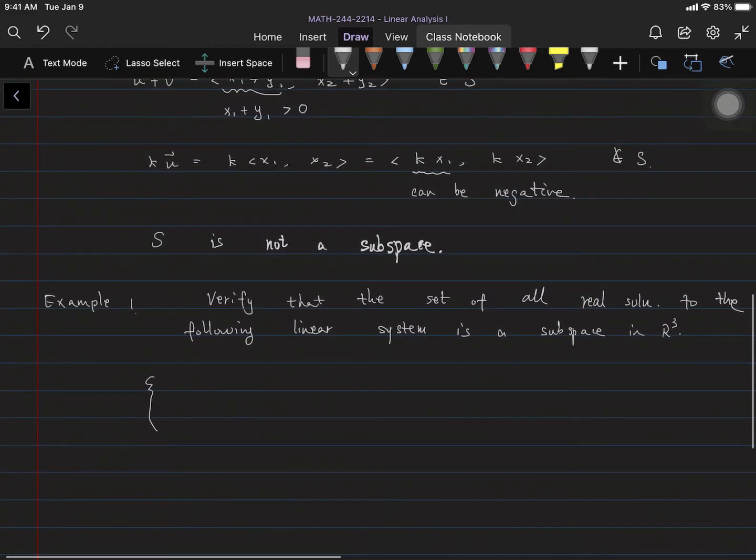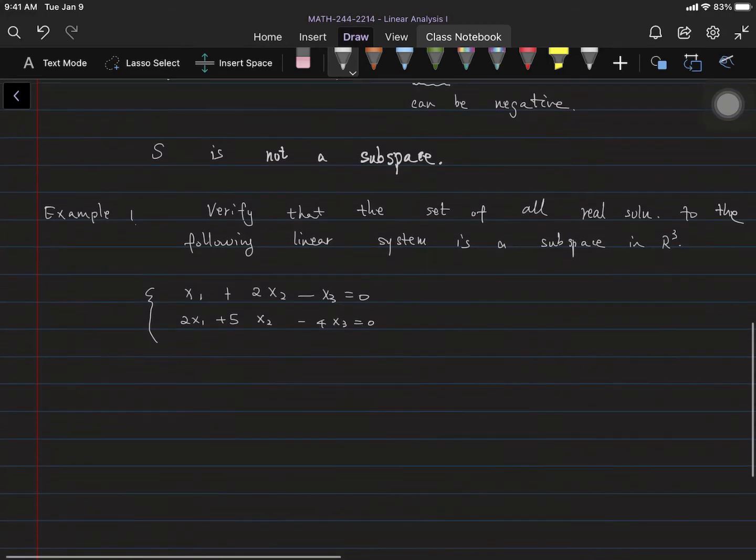We have a linear system given by two equations and three unknowns. Do you remember how to solve this linear system? This is a homogeneous linear system, so let's see how to solve it. When we solve this, we write down the augmented matrix. We are going to use Gaussian elimination, which means we change the augmented matrix into row echelon form.